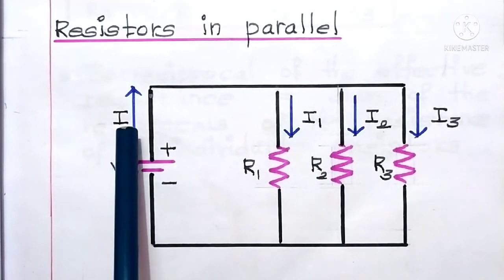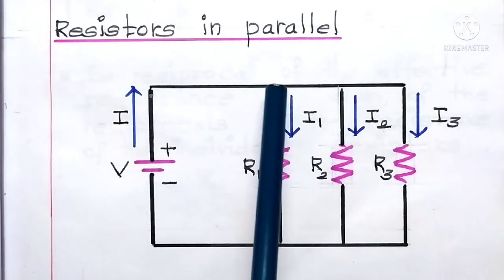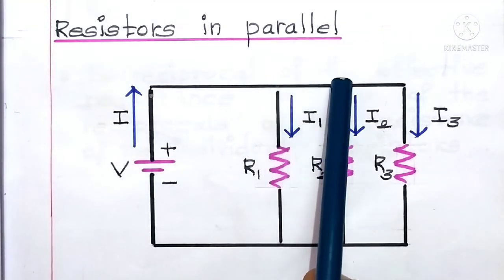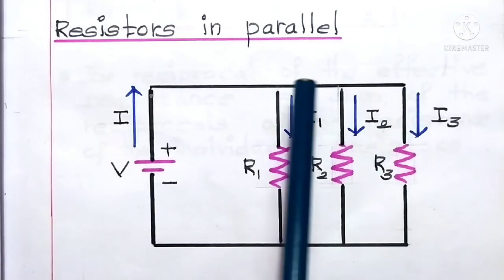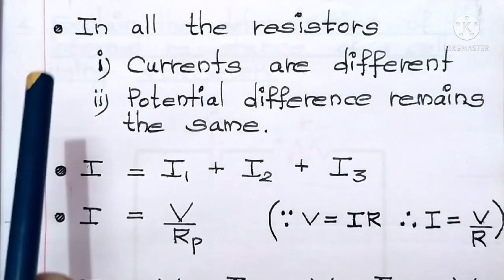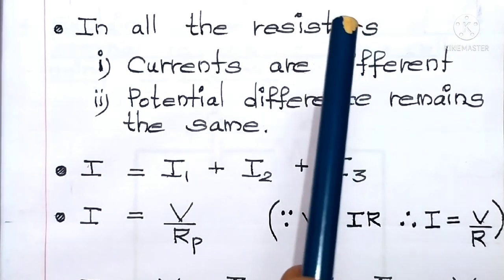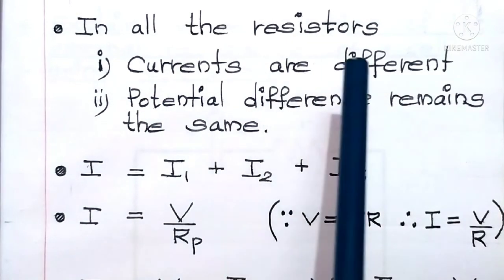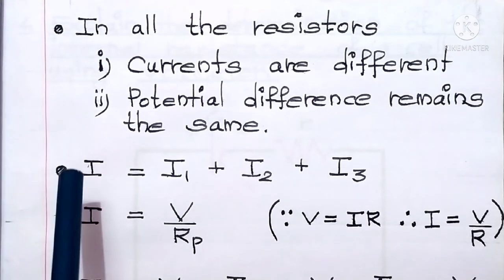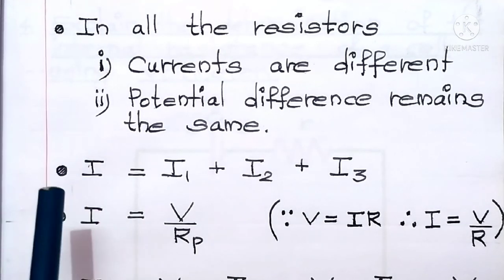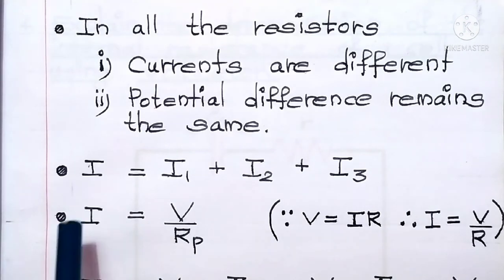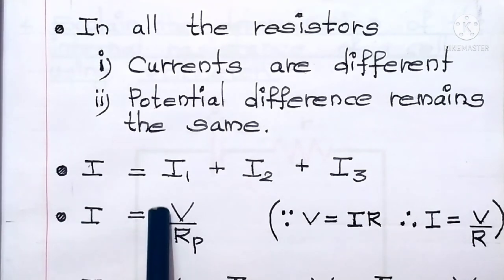Similarly, here the current gets divided. Here I1, here I2 and here I3. But what about the voltages? At these 3 points, the voltage remains the same, that is V. So by keeping these things in mind, let us derive the equation. In all the resistors in parallel connection, currents are different, but potential difference remains the same. So as currents are different, let me write the equivalent current as I is equal to I1 plus I2 plus I3, and here I is equal to V by Rp.